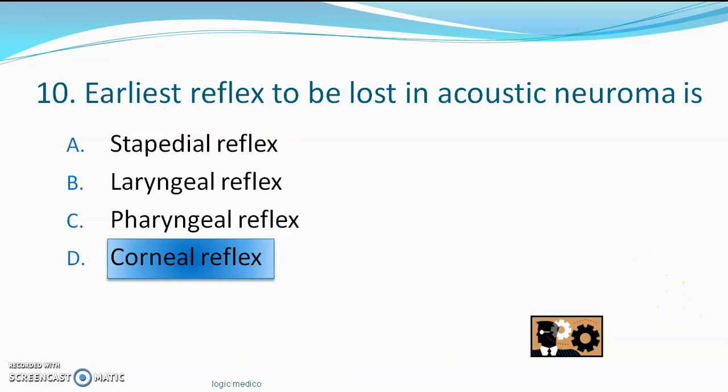Okay. Answer is corneal reflex. Acoustic neuroma is a tumor of the 8th cranial nerve. It's also called vestibular schwannoma. In this, the 8th cranial nerve is definitely involved. They will have sensorineural type of hearing loss.